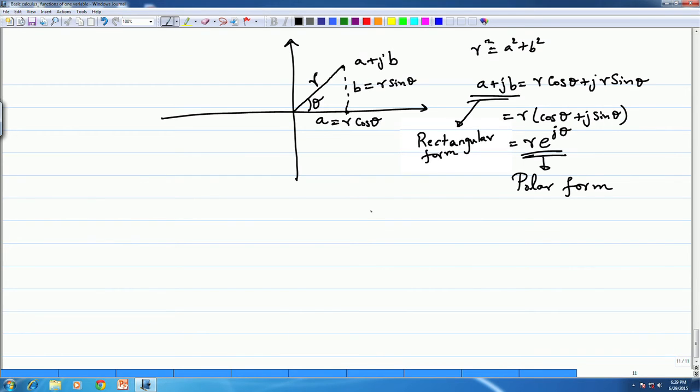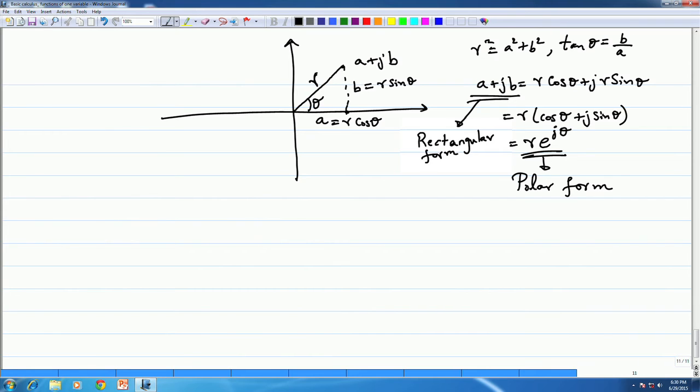How do you go from one to the other? I wrote one equation down, r squared is a squared plus b squared, and the other equation is tan theta equals b by a. Okay. So, you use these two equations, you can go from one to the other, and there are standard calculations that you can do to go from rectangular to polar form.